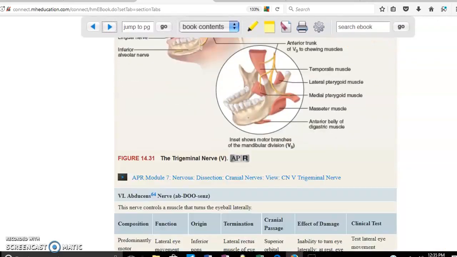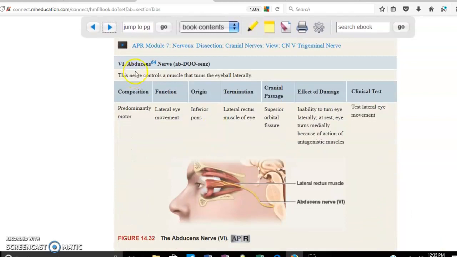The next one is going to be cranial nerve number 6, which is abducens. This is also predominantly motor because it helps you move your eyes.